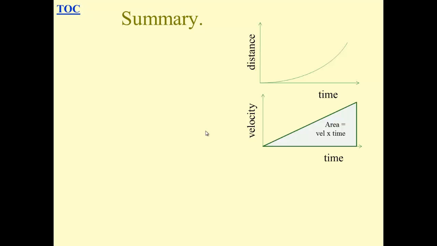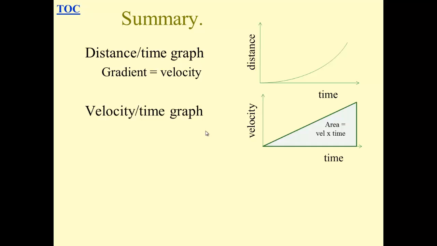So, as a summary of distance time graphs and velocity time graphs. What can we tell by looking at a distance time graph? Firstly, for a distance time graph, we know that the gradient is equal to the velocity. In this case, as the gradient increases, the velocity must increase too. The second graph is a velocity time graph. What can we find out about that? The gradient is equal to the acceleration. Here, however, the area is also equal to the velocity times time, which is the distance travelled.